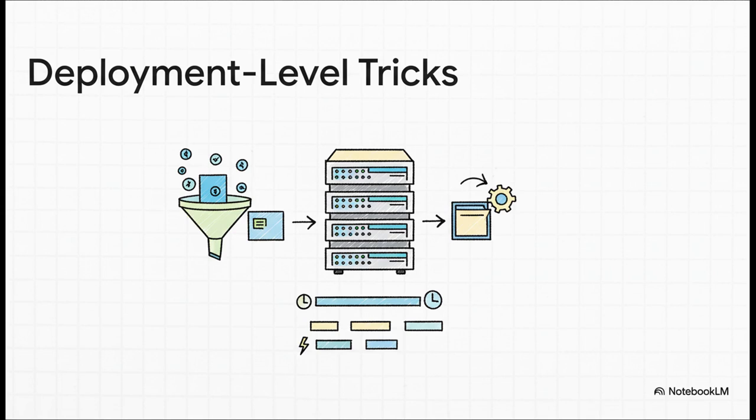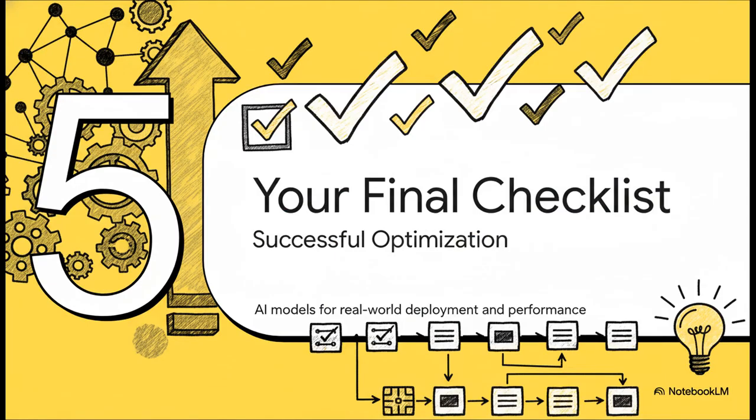But it's super important to remember that optimization doesn't stop with the model itself. The way you serve it in production is also a huge piece of the puzzle. Things like batching multiple requests together, caching common answers so you don't have to compute them again, using asynchronous calls so you're not blocking anything. All these server-side tricks can make a massive difference in how your app actually performs and how much it costs to run.